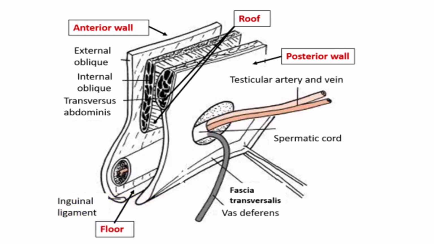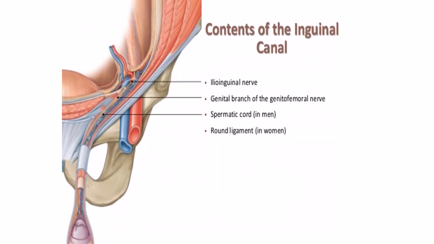Regarding the contents, they're quite easy. It's not so difficult because this is a canal or a passage, and of course it has to allow some structures to pass in male and female, and there are a few structures which pass in both sexes. So it transmits the spermatic cord in male. It allows the round ligament of the uterus in female, and it transmits the ilioinguinal nerve in both male and female.